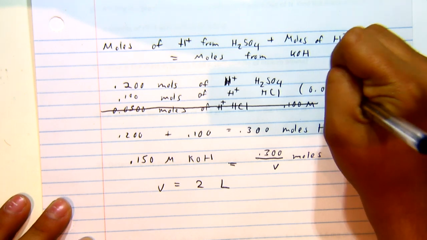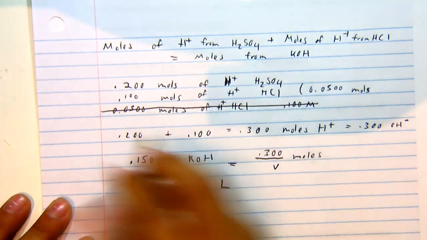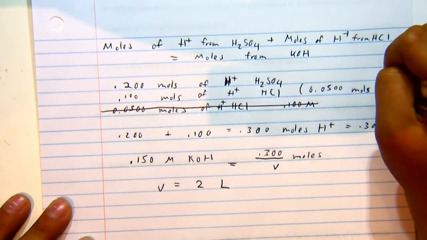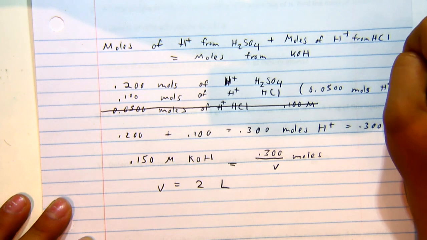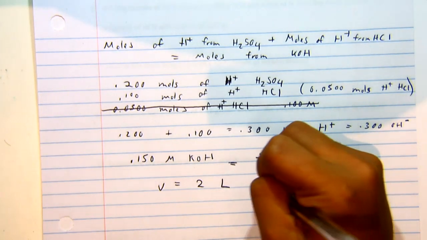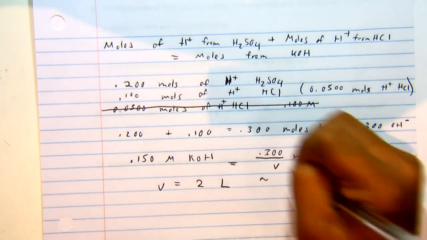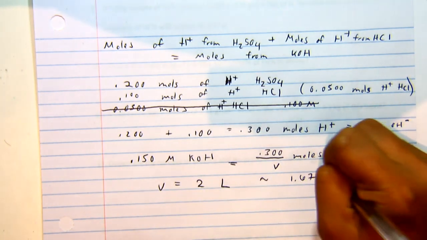So you would do all of this, but with moles, with 0.0500 moles of H plus for the HCl instead. And once you do all those calculations, it ends up to really be 1.67 liters.